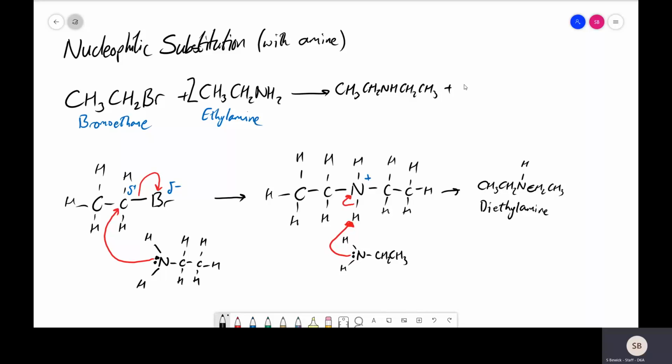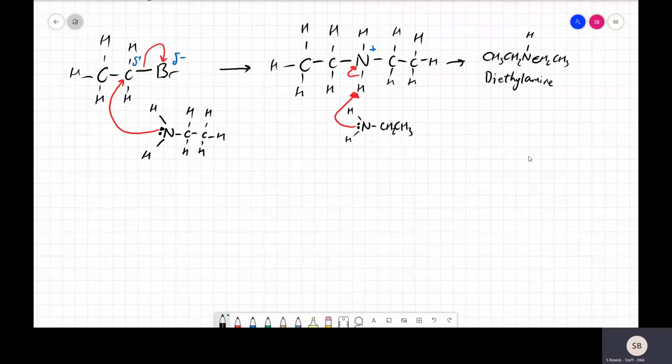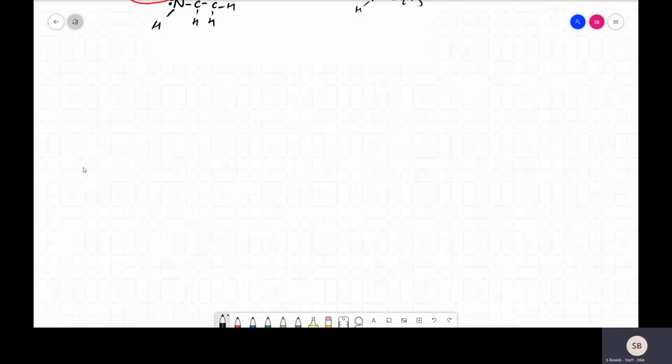And this time the salt is CH3CH2NH3Br. Now, it would be nice if it stopped here, but obviously it's not going to, is it? Let's be honest. We can react this further. Now, we've got our ethyl or diethylamine.